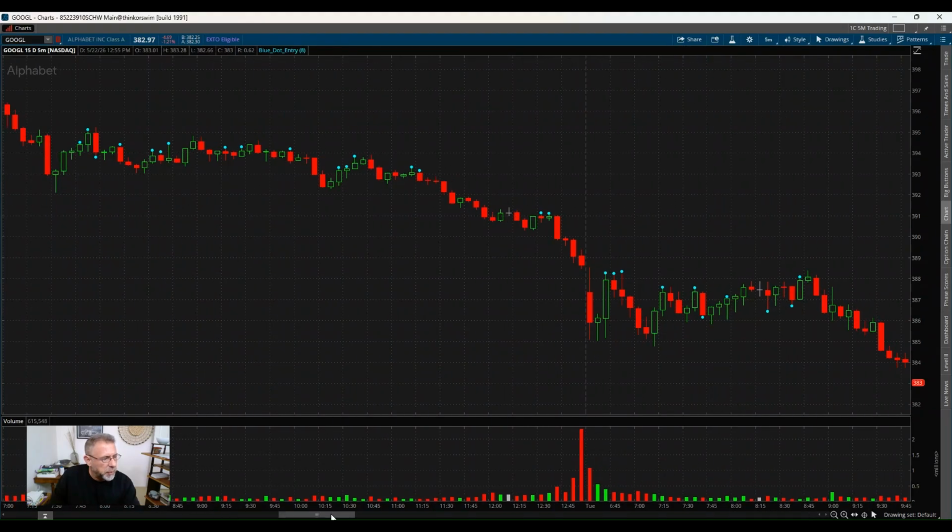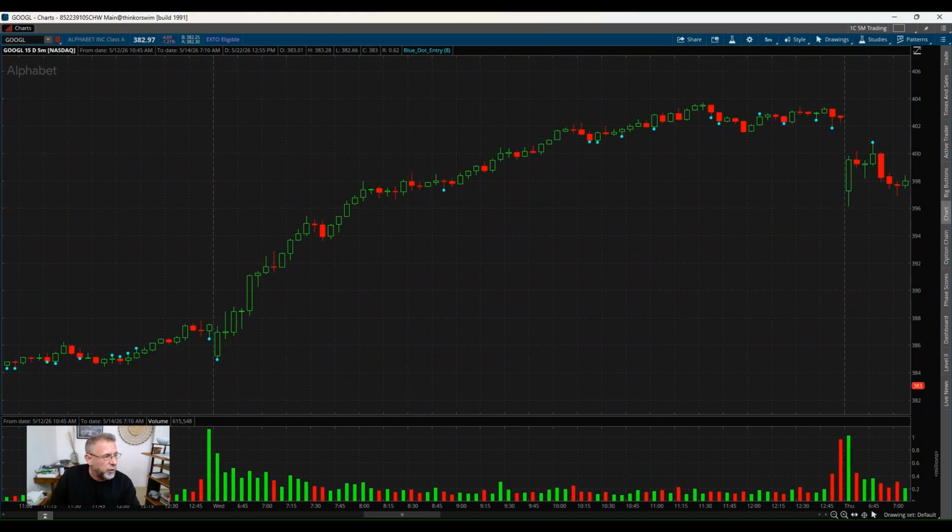And you can see how this plays out, blue dot entries. Look at this. Look at that trend. It's incredible. So this is an uptrend starting. These are good places to get in. And wow, this thing really took off.